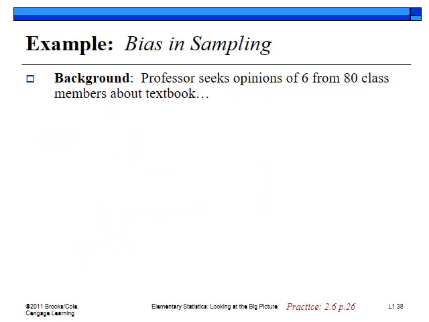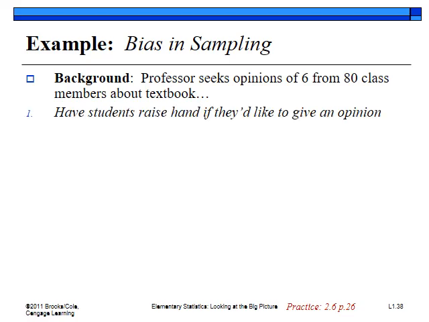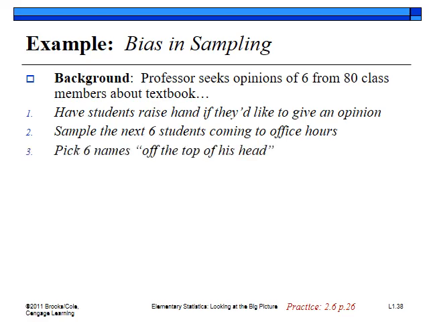Let's look at some examples. A professor wants opinions about a textbook. Of the 80 people in a class, the professor wants 6 respondents. One way he could go about doing it is to have students raise their hand if they'd like to volunteer. The professor could simply sample the next 6 students that come to visit office hours, or he could simply pick 6 names off the top of his head.